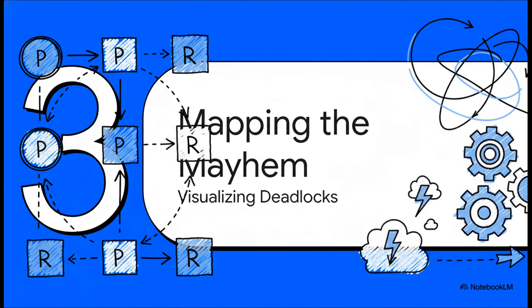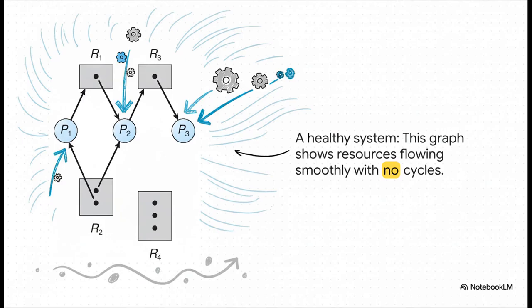Okay, I know this all sounds a little abstract, and that's exactly why computer scientists came up with a really great way to actually see these situations. It's called a resource allocation graph, and it's basically just a map of who has what and who wants what. Let's look at a healthy system first, just to get our bearings. So on this graph, the circles are processes, the programs, and the squares are the resources.